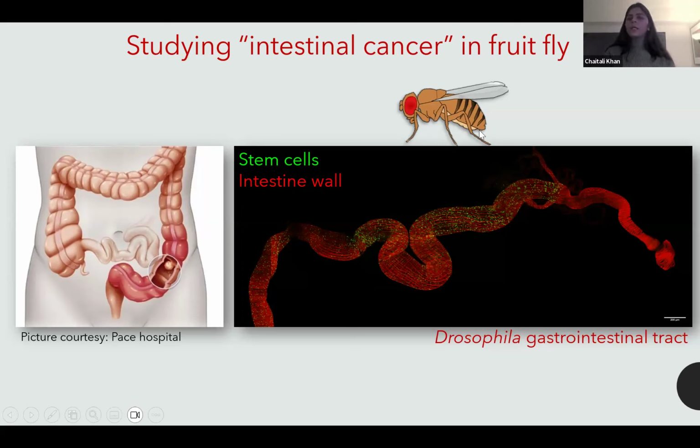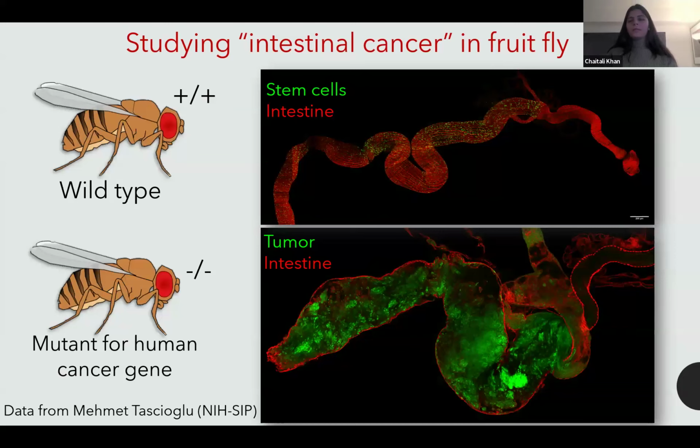But we can utilize Drosophila, which also has an intestine. You can see here, marked in red, and the green are stem cells, a kind of cell which proliferates, or which can divide. And what Mehmet basically did during his summer internship program was create a model of intestinal cancer.